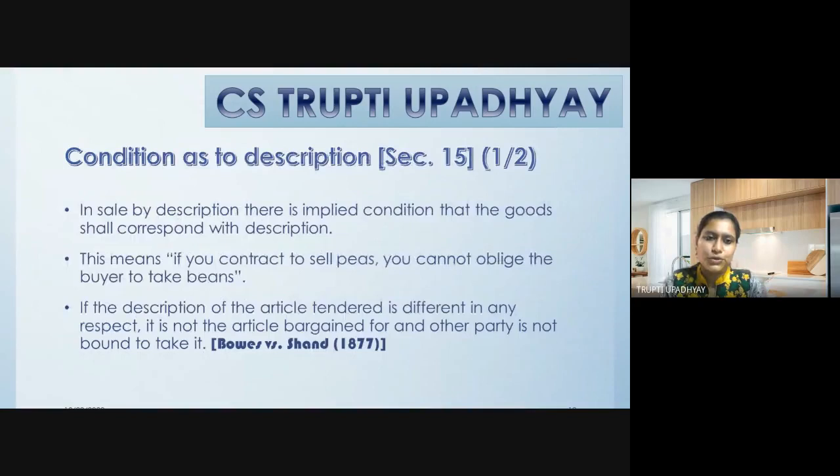Condition as to description. In case of sale by description, there is an implied condition that the goods shall correspond with the description. This means that the description and the goods which are supplied should match. If the contract is made to sell peas, then the buyer is not obliged to take beans instead of peas, because if the article which is being tendered is different in any respect, the buyer has no obligation to take it. This was decided in the case of Bowes versus Shand.